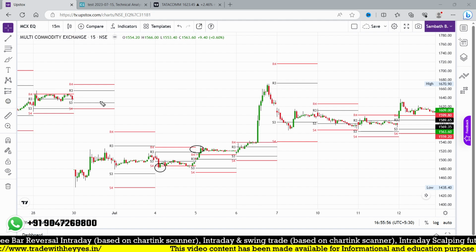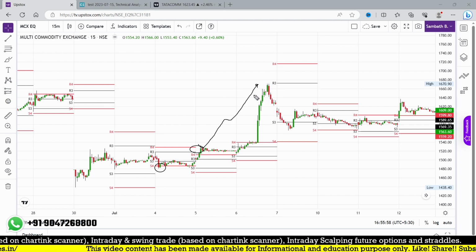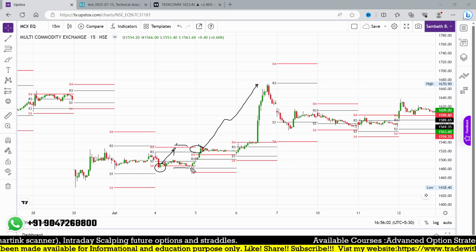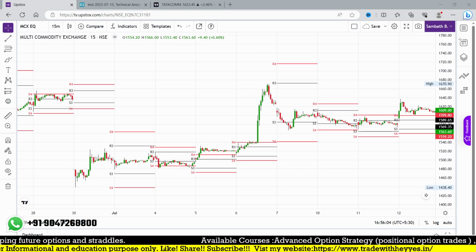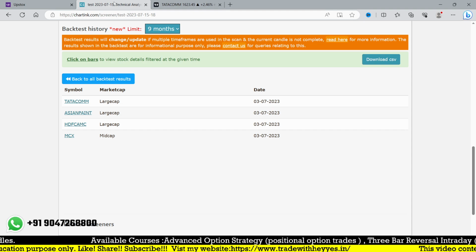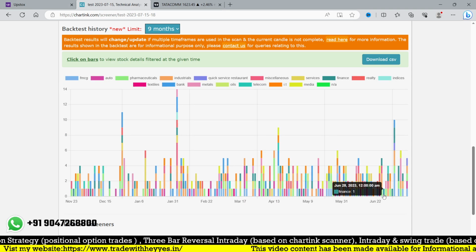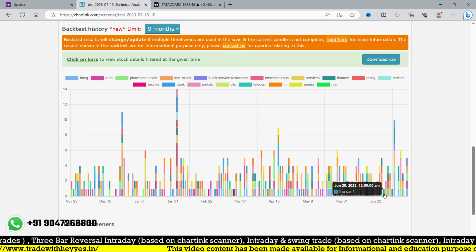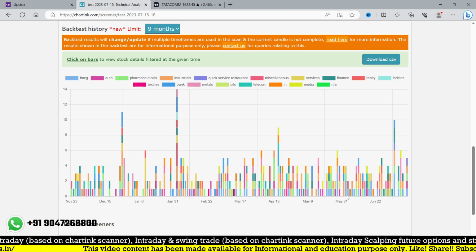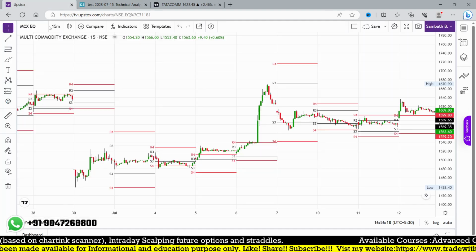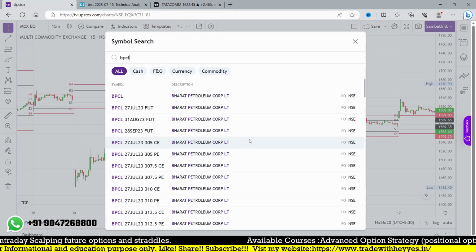In this case, the reversal was giving you such a big opportunity, but the initial trade triggered your stop loss. This is a very limited, small stop loss. Okay, so we are simply going for a breakout in MGL, HDFC AMC. So some other day, this one for the 28th, we have to go for the 4th of July, BPCL, Aarti Pharma. So let me go for BPCL.